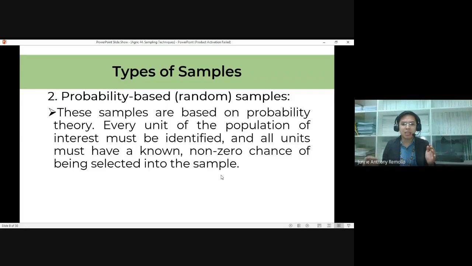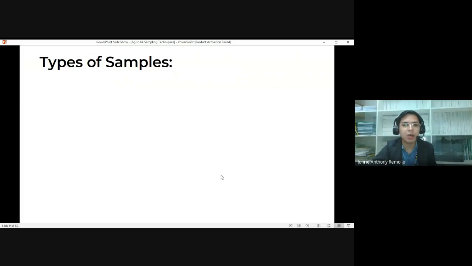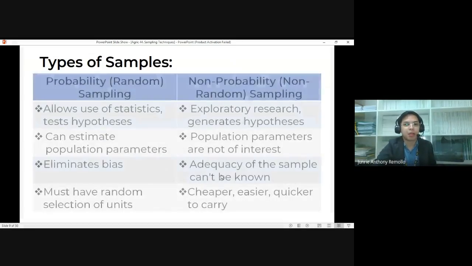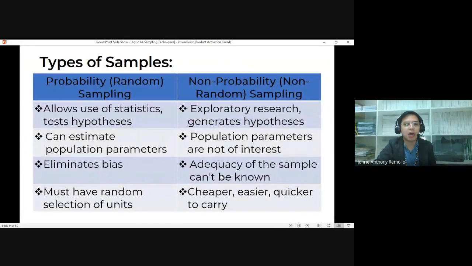On the other hand, there is an equal chance of selecting whatever data you will choose to be the subject for evaluation in your research. In this case, when you do random samples, you avoid committing biases or being handicapped. So there are types of samples, and these are the differences between probability or random sampling and non-random sampling.